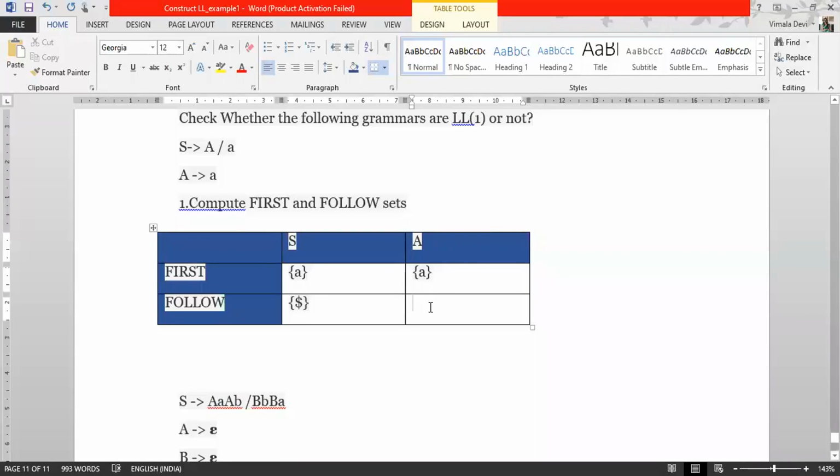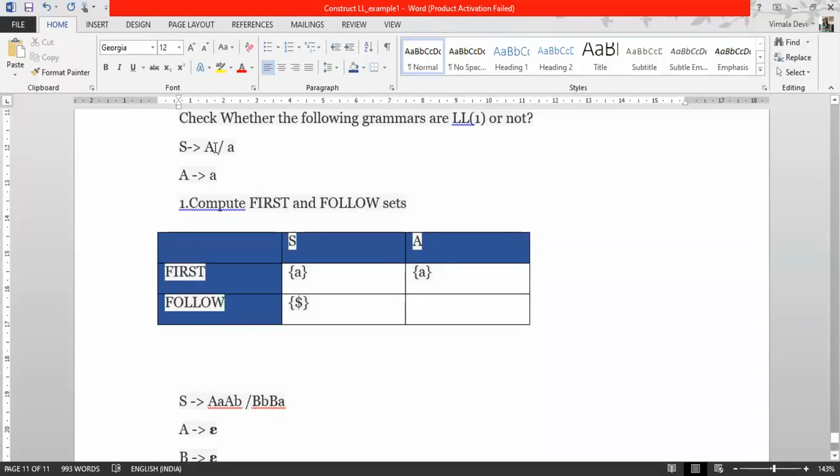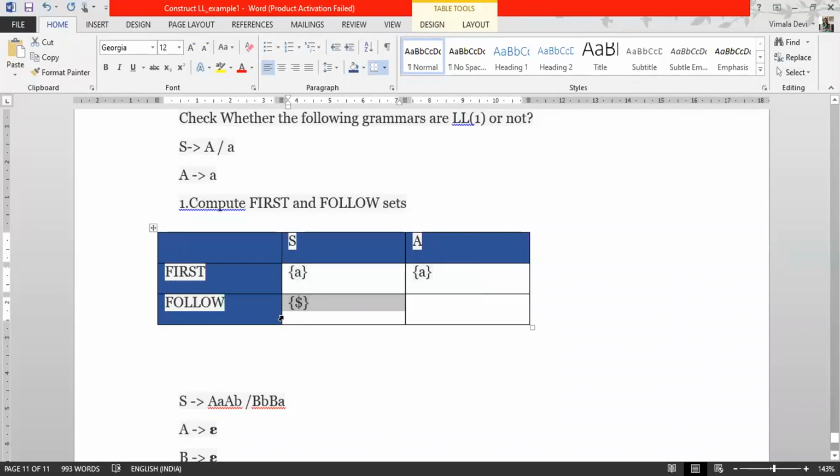What is follow of A? Directly from the rule itself, we can identify. This is the only rule which has A on the right hand side. When there are no symbols following A, just go to the head of the production rule. Follow of A is follow of S itself. So follow of A is also dollar. I hope everyone would have come to the same conclusion, isn't it?